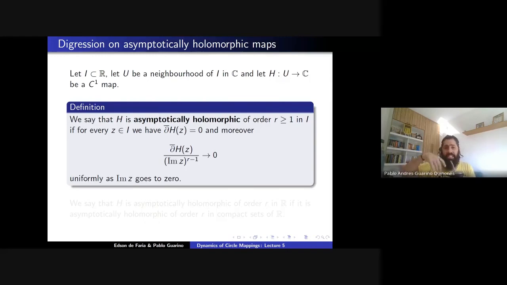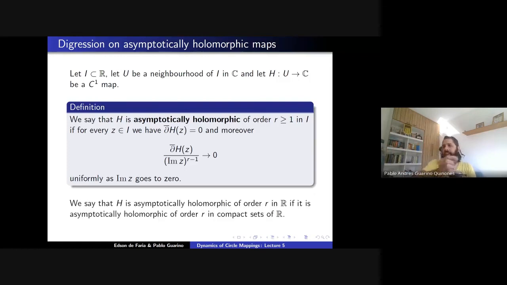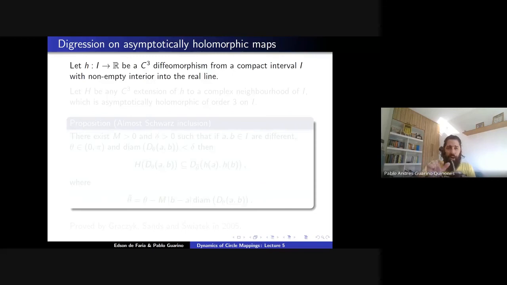Okay. This is a definition that is not dynamical, it comes from analysis. You can have this property on the whole real line, so you just say being asymptotically holomorphic. And then what happens is the following. Now you take a one-dimensional map, little h, defined on an interval I to the real line, a C3 diffeo onto its image.